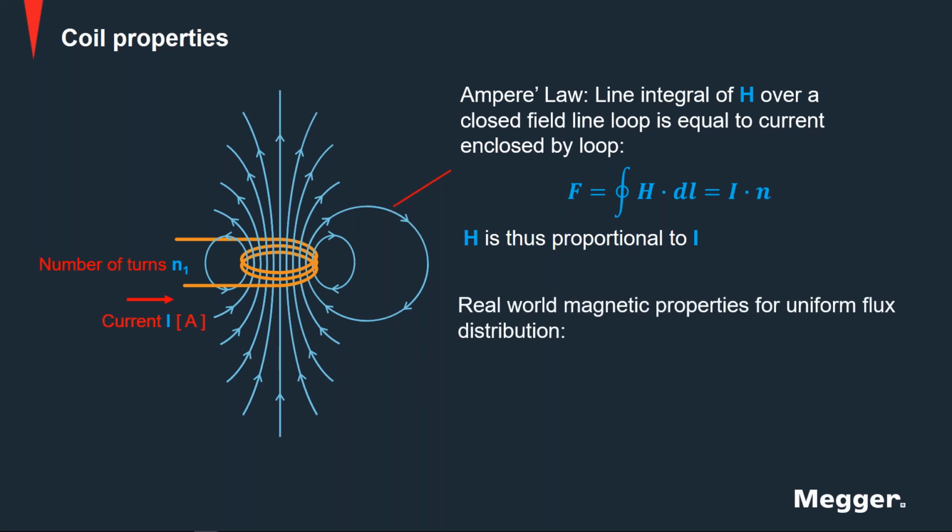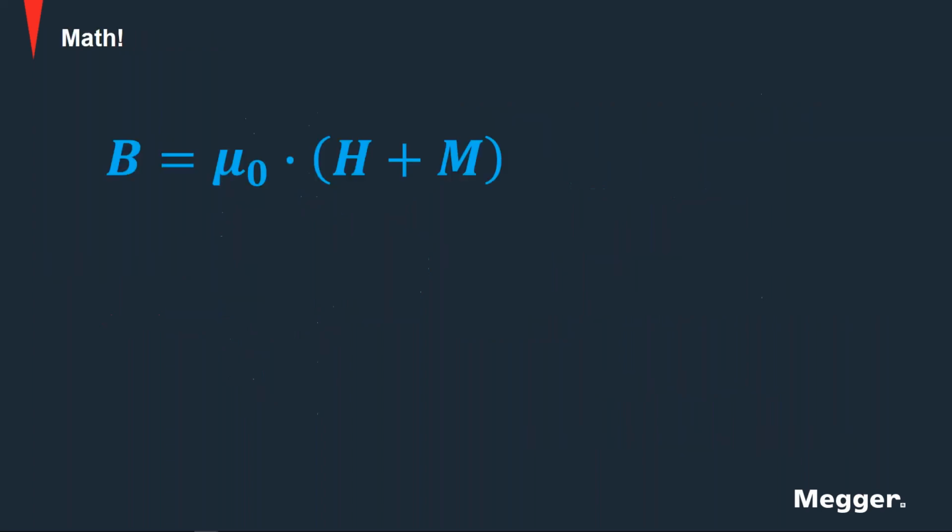In the real world, you're going to have slightly different properties for uniform flux distribution, which is represented by this other equation here. Phi equals the flux density times the cross section of the core, which is A sub C. And flux density is defined in terms of B, or Teslas, or Webers per meter squared. So, lots of math. If you don't understand it, that's okay. We're just trying to go over some of the basics here. Which leads us into some more math.